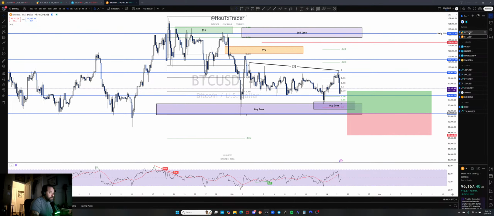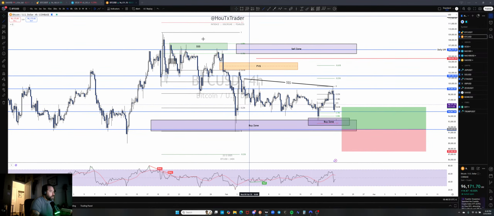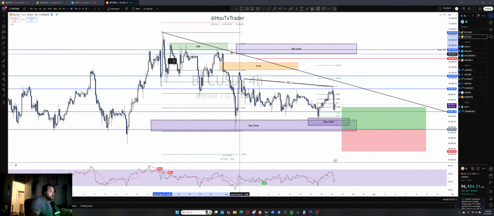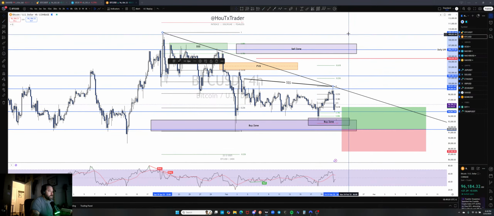Now, that was me doing the chart from scratch. Let's just draw a couple trend lines just to remind us. Let's just draw it to this top right here. Okay, so there's our trend line.